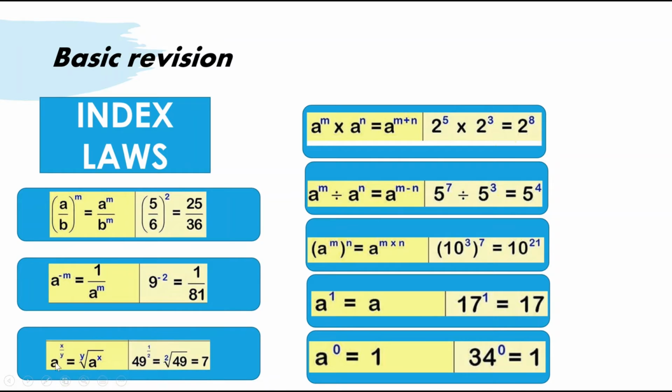Another example of the indices laws is a to the power x by y. Here x is the numerator and y is the denominator. We can write it as the yth root of a to the power x. For example, 49 to the power half. So the power is 1 by 2. We can write it as the square root of 49, which is equal to 7, because 49 is 7 to the power 2, and the power becomes 7 to the power 2 by 2, that means 1.